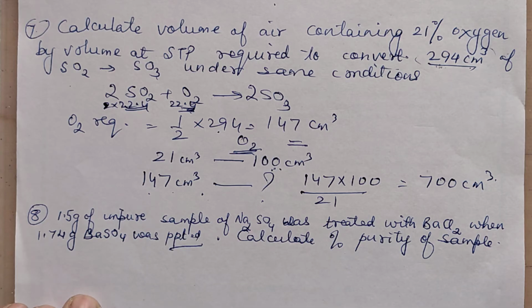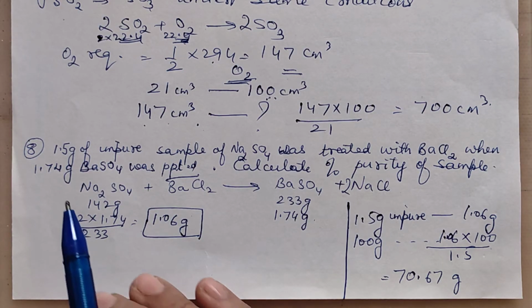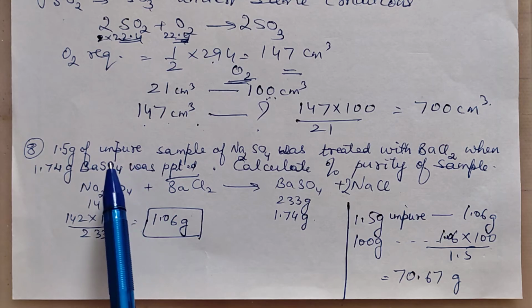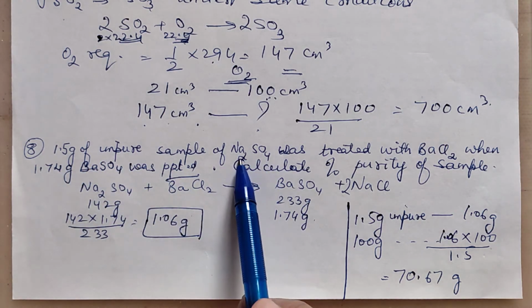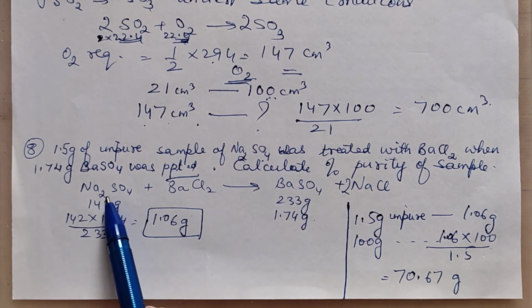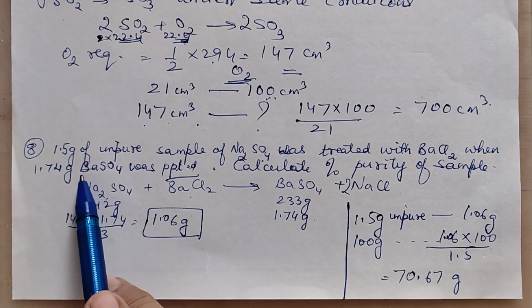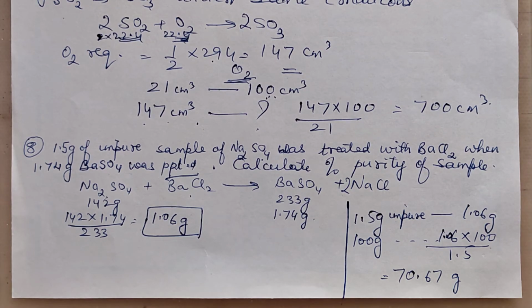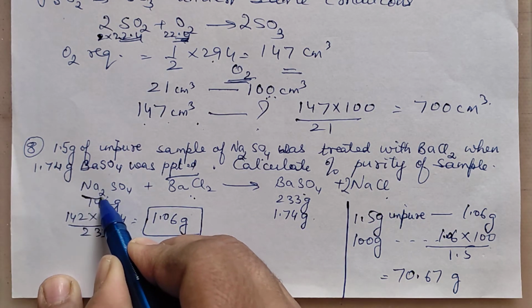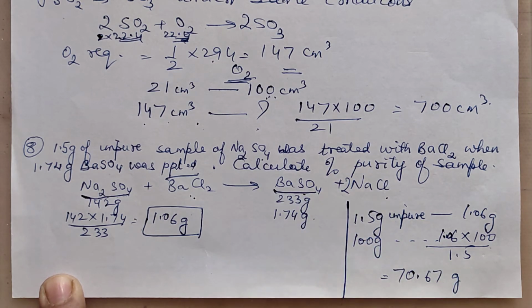This much. Last question for today. 1.5 grams of impure sample of sodium sulfate is treated with barium chloride and you get this much gram of barium sulfate. This is a precipitate and they are asking you what is the percentage purity of the sample. First you will write the equation: sodium sulfate plus barium chloride forms barium sulfate plus sodium chloride. Balance it. So they are talking about sodium sulfate and barium sulfate.